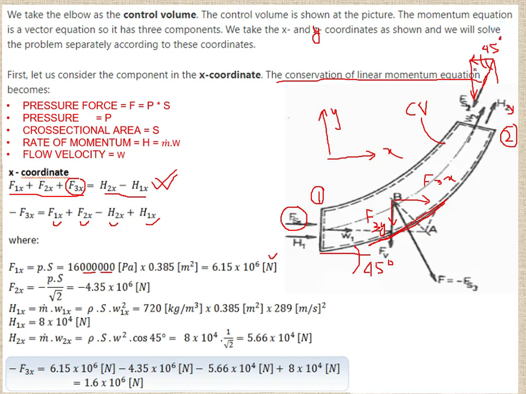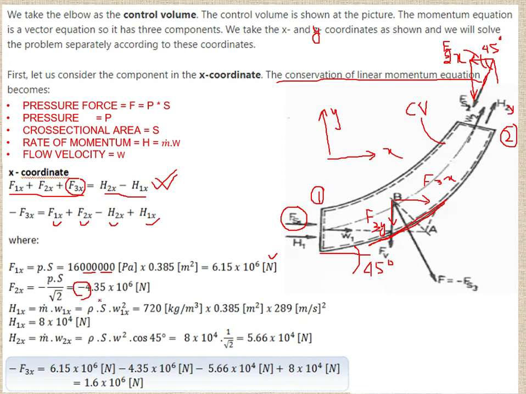All right, so this is our Fx component at point 2. This is Fs or F2x at point 2. This is in the negative direction, so that's why we took it negative here. Since it is in the opposite, negative x direction, that's why we took it negative.